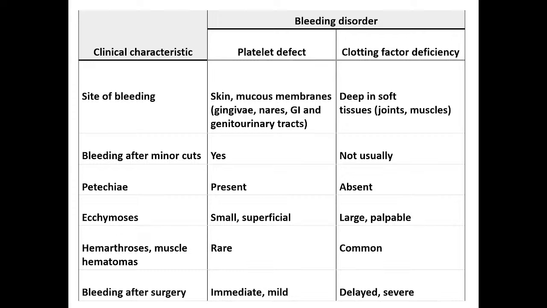Then if petechiae are present, it suggests platelet defect, this is very typical, and if absent, then it suggests clotting factor deficiency. Ecchymosis can be there in both, but in platelet defect usually smaller and superficial ecchymosis, and in clotting factor deficiency larger and palpable ecchymosis, sometimes like hematoma. Then hemarthrosis and muscle hematomas are common in clotting factor deficiency. Bleeding after surgery is immediate and mild in platelet defect, and it is delayed and severe in clotting factor deficiency.